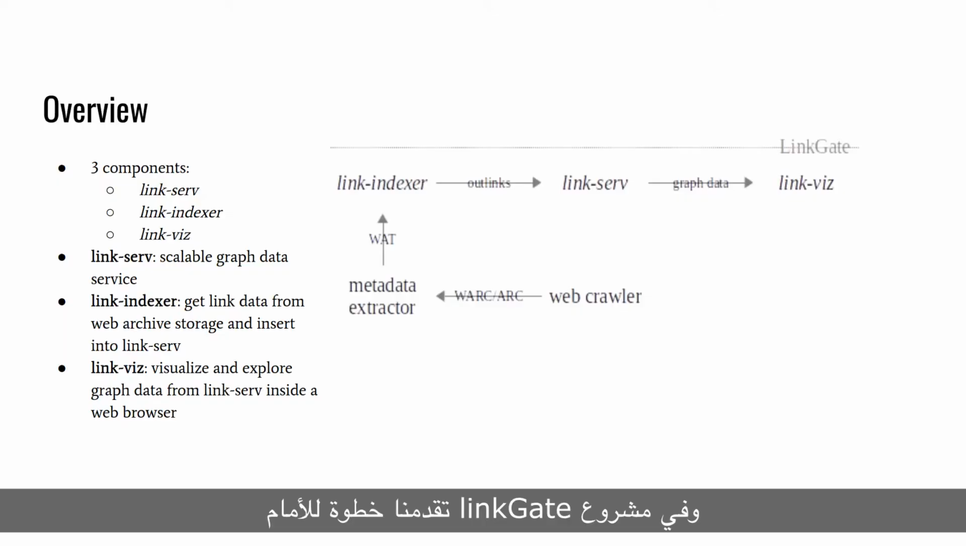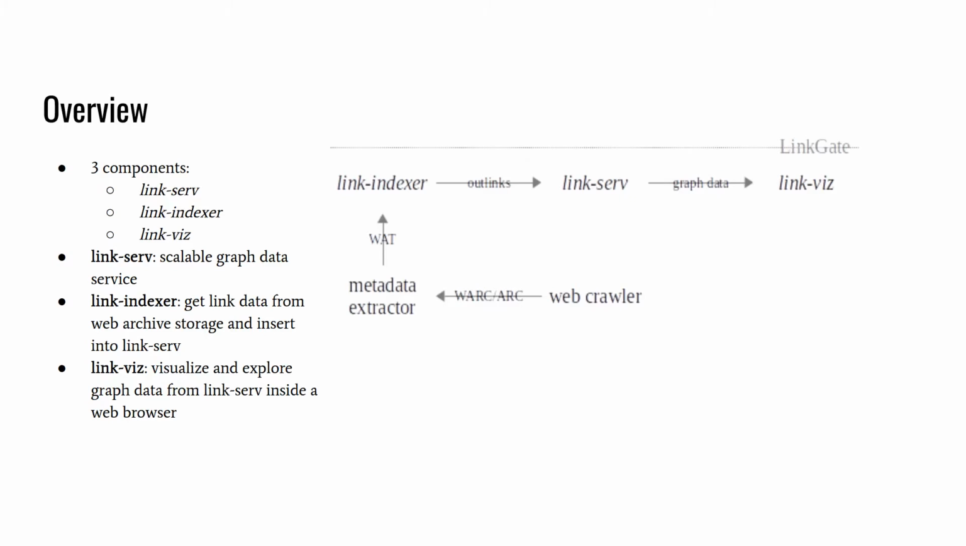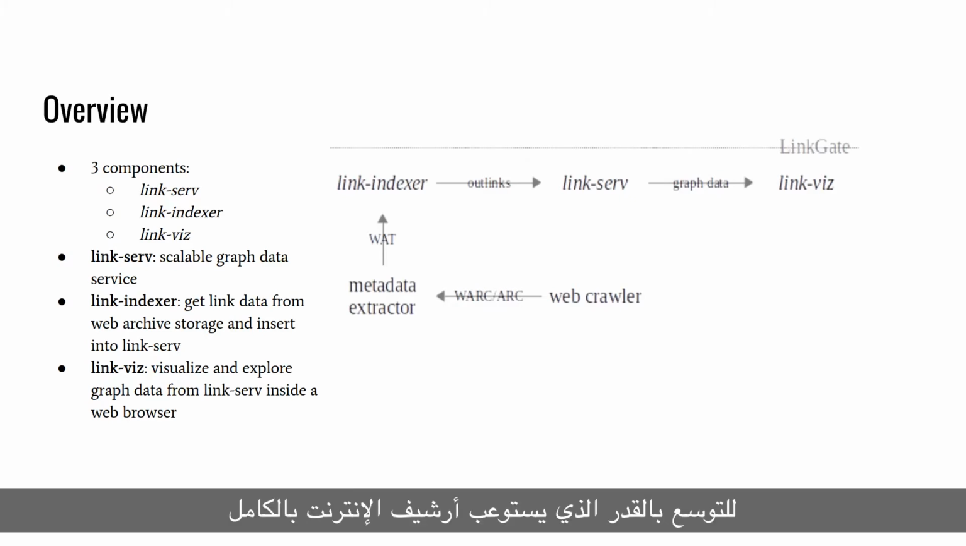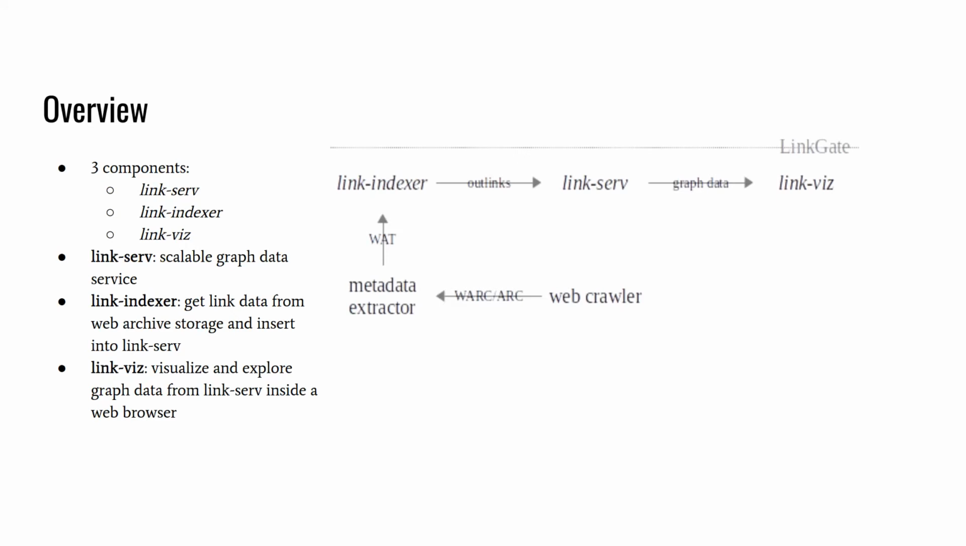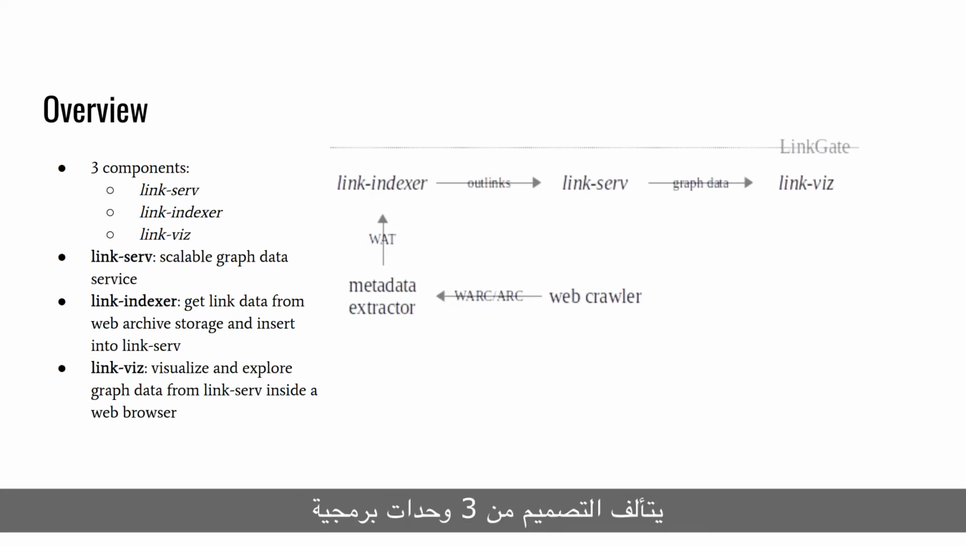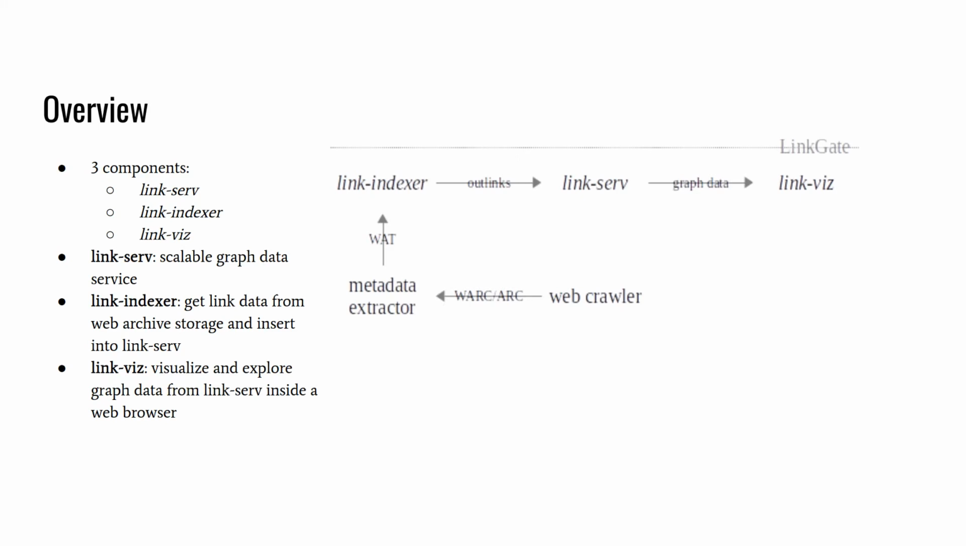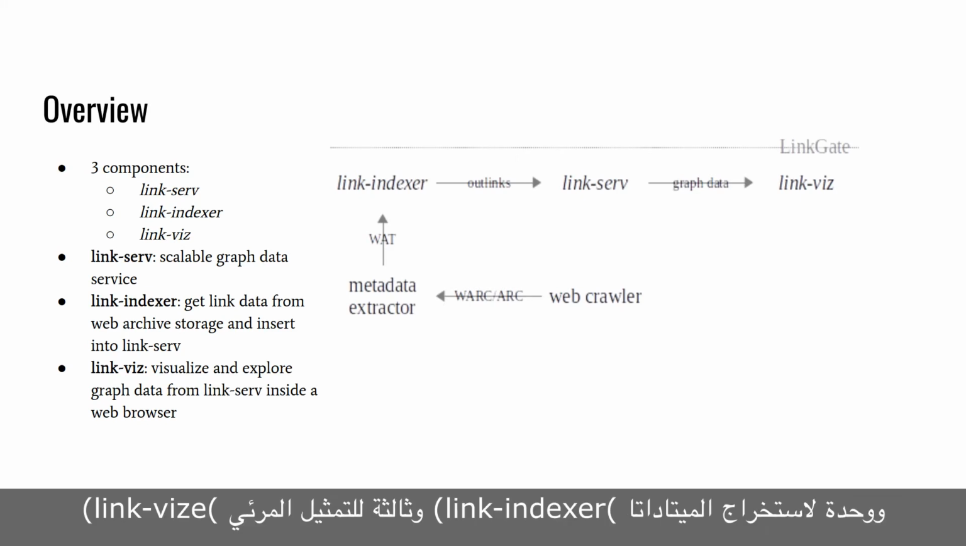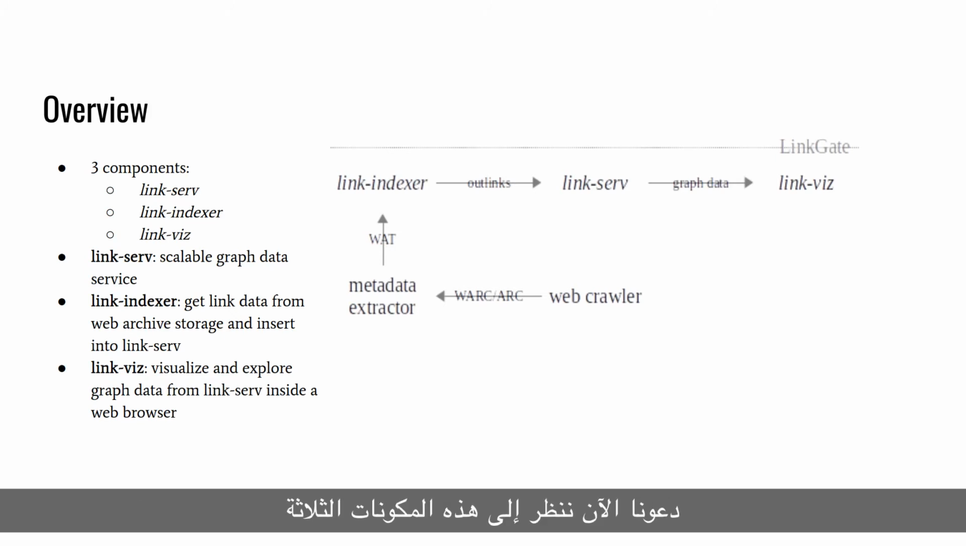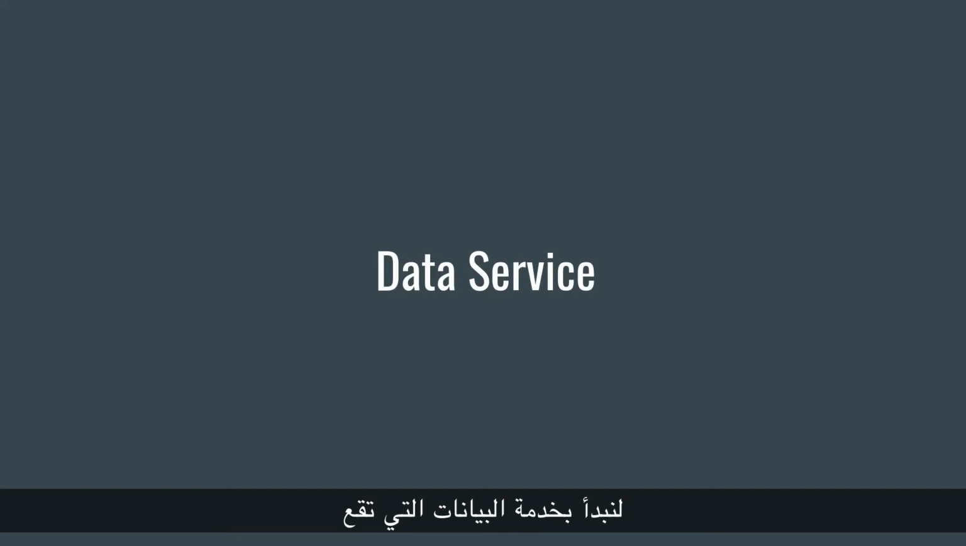In Project LinkGate, we're taking it a step further to scale up to a full web archive and equip researchers with the tools to explore the linked data. The design is for 3 modular, interoperable software components: a data service, an extraction tool, and a visualizer. Let's now look at these components. Let's start with the data service, which in the design sits in between the other 2 software components.